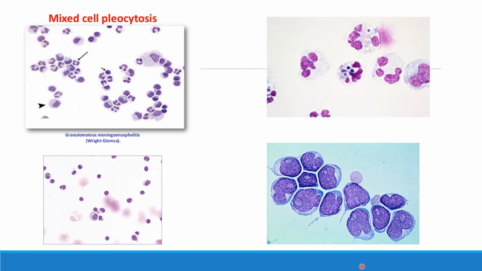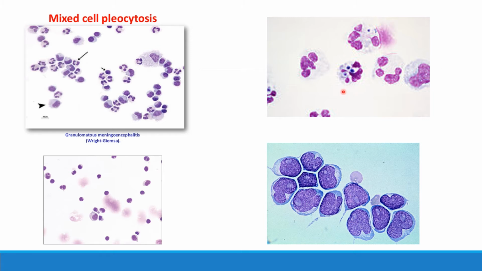Okay. In this case over here in the top right, you can see the segs here. You have a mono right here on the far right, but the rest are segs with their segmented nucleus. These are just Giemsa stains, so it's not difficult to read.